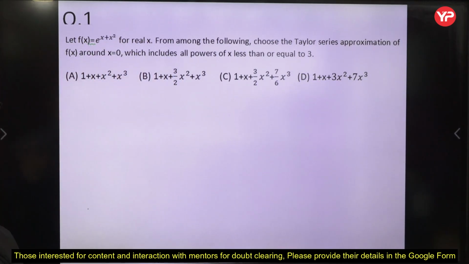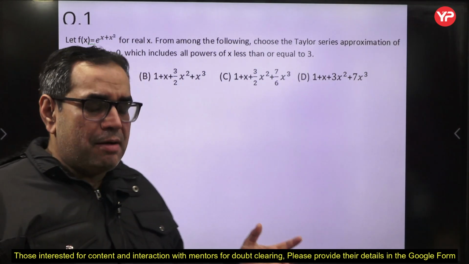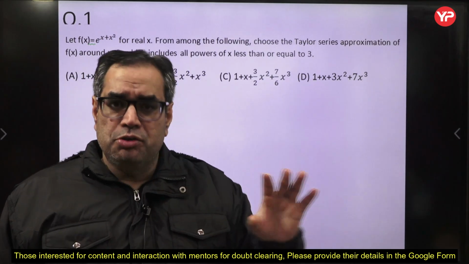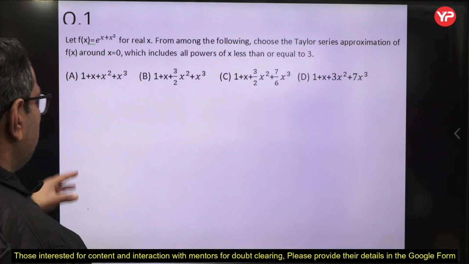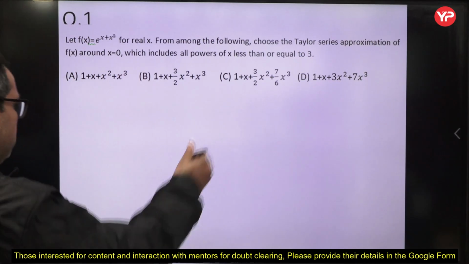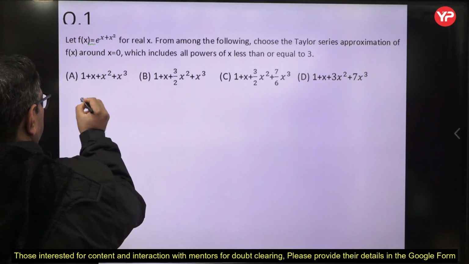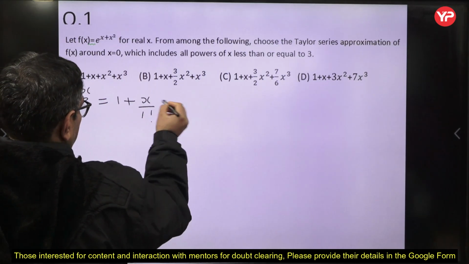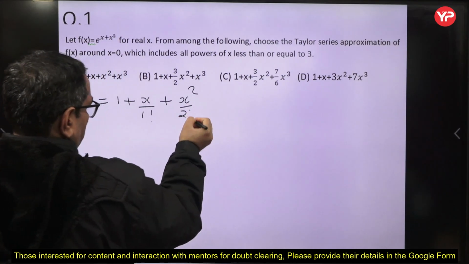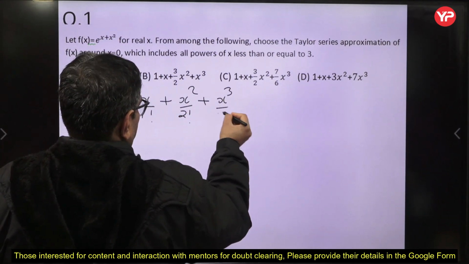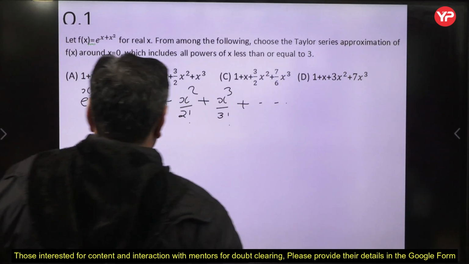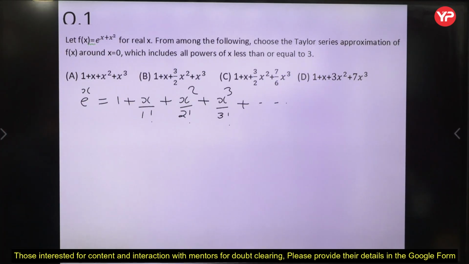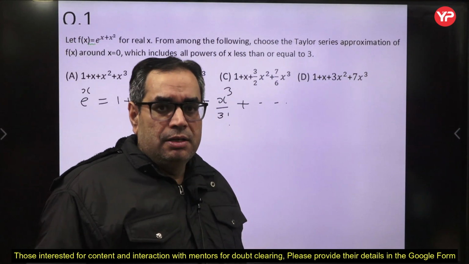Now in this question, when we have some function, and if we can directly use e to the power x, sin x, all these terms, then we should use them in terms of x, because we have to express this in terms of x. We know that e to the power x is equal to 1 plus x upon 1 factorial plus x square upon 2 factorial plus x cube upon 3 factorial and so on. This is the expansion of e to the power x which is valid for all real values of x. This formula is valid for all x.